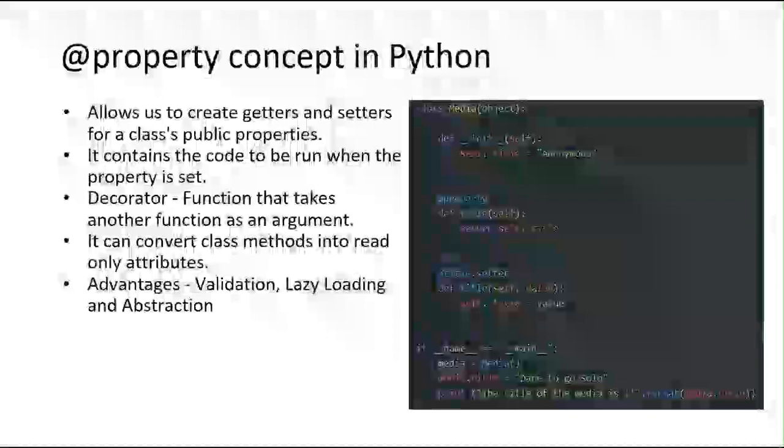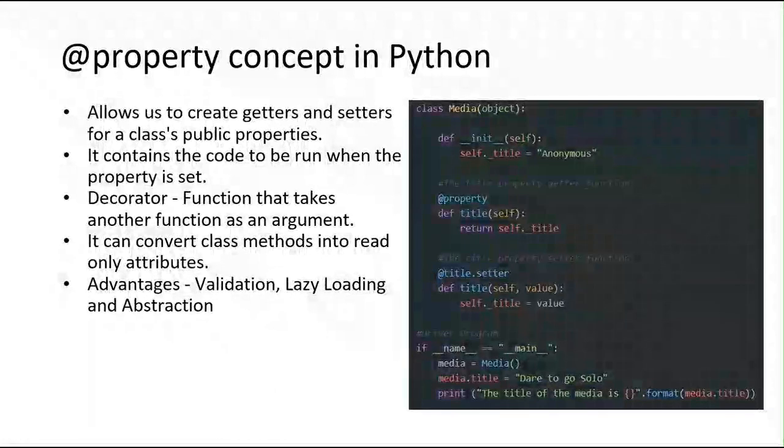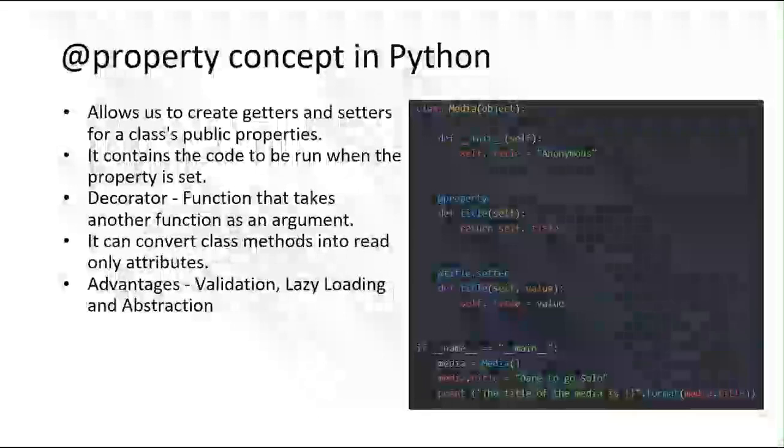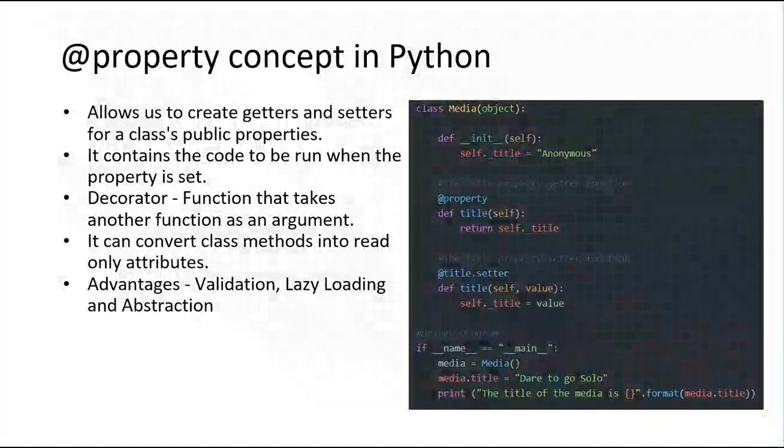The property decorator is an interesting concept in Python. It is used to convert class methods to read-only attributes, as well as to implement getters and setters for an attribute. It is a decorator. The advantages of using property are, first, validation. That is, before setting the internal property, we can validate if the provided value meets some condition and throw an error if it doesn't. It is also used for lazy loading. That is, resources can be lazily loaded to defer the work until actually needed. And abstraction is one more advantage, that is, the getters and setters allow us to abstract the representation of the data.